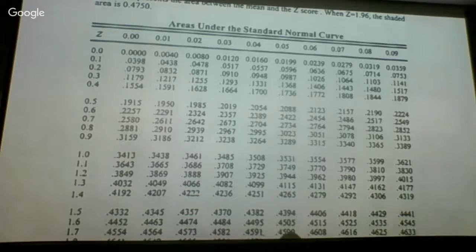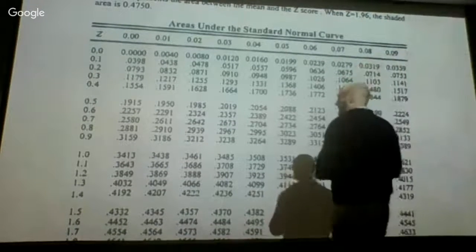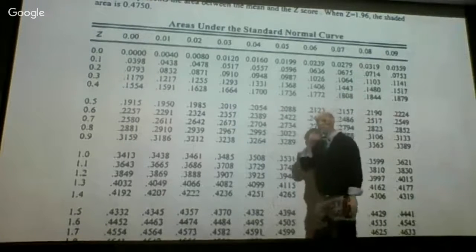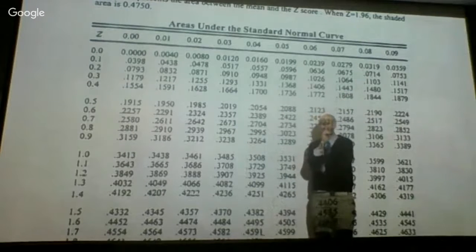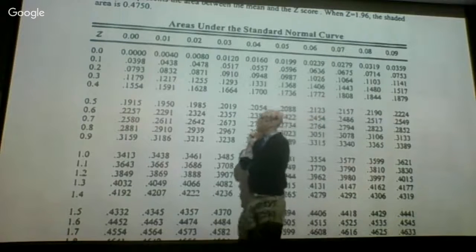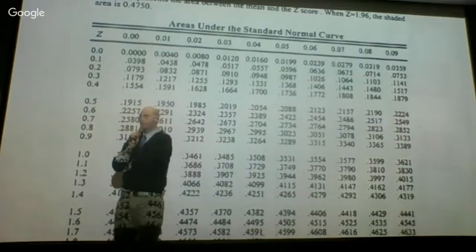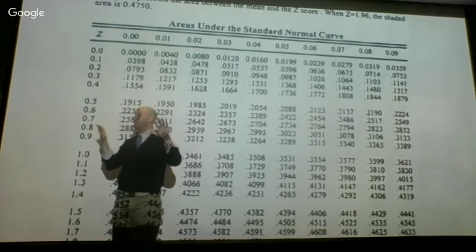Or I find something close to it. Anybody see a value in those areas close to 0.3000? Carrie, prove to me you're here. What's a value in the middle of this that's close to 0.3000? Is it the one that says 0.1179? No. So here's the big thing that we need to keep separate.